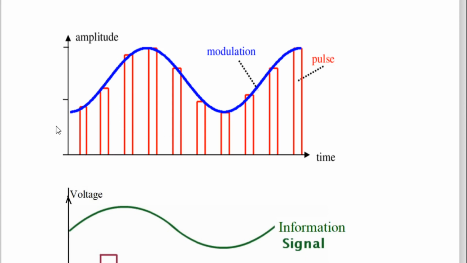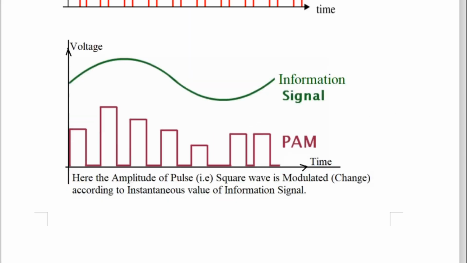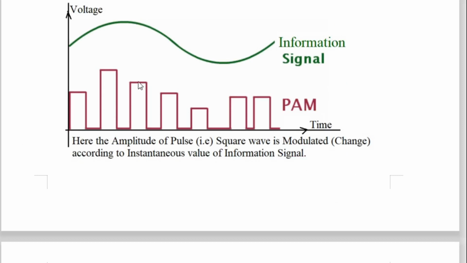So now what is happening here? Same thing. According to the instantaneous value of the information signal, the amplitude of the square wave, that is HVL of the square wave, is changing. So when the information signal's amplitude increases, the carrier's amplitude also increases. When the information signal amplitude decreases, the carrier's amplitude also decreases. So this is one example, and we'll see one more example in order to understand.